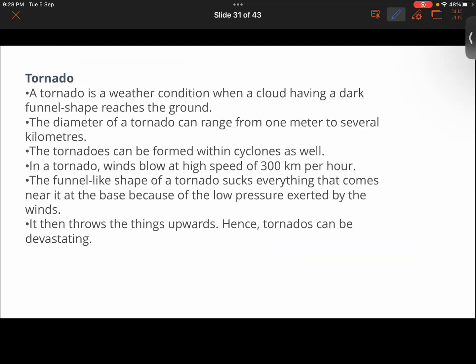Yes, sir. Okay. Now let's talk about tornado. What is a tornado? It is a weather condition when a cloud having a dark funnel shape reaches the ground. It's like this.